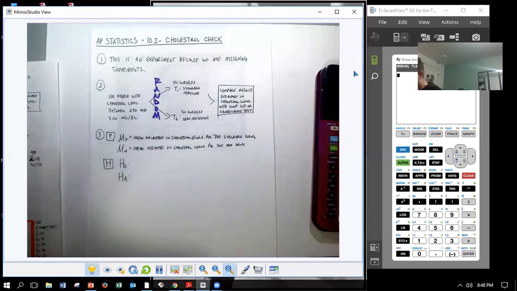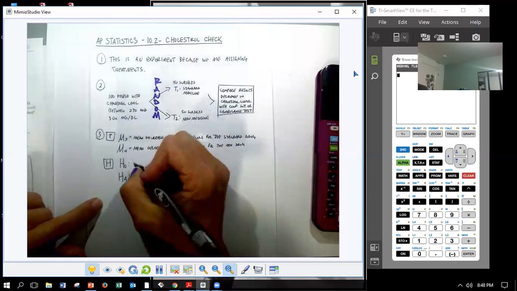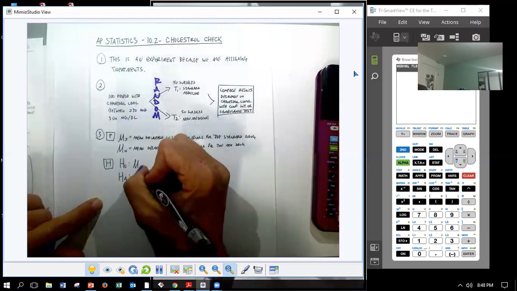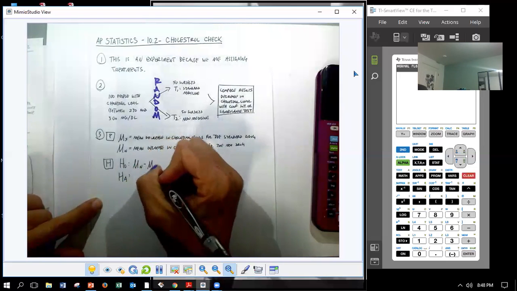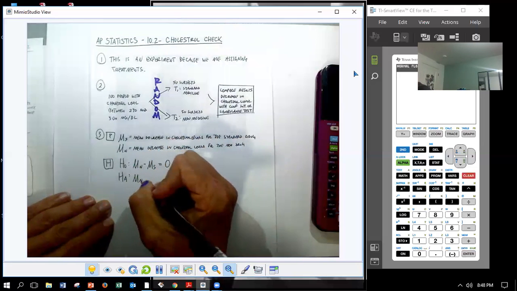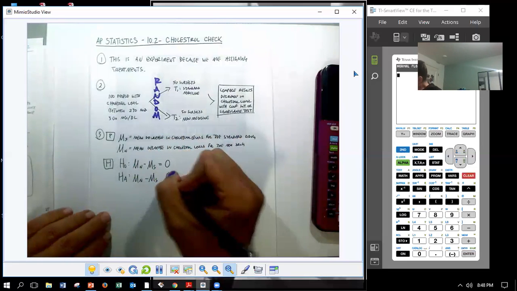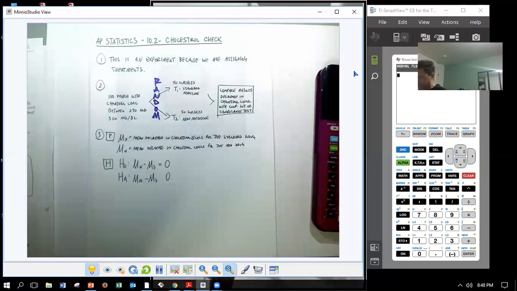So H sub 0, I think the key that we have online, we do it this way. We say mu sub N minus mu sub S, and we're going to do the null is dull. There's going to be no difference, right? And then mu sub N minus mu sub S, and we know that that's going to be 0. It's always going to be the same here, but we have to think about what are we looking for, okay? What are they asking us to find?